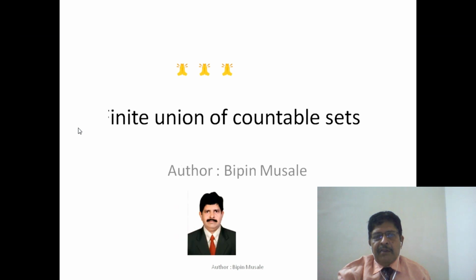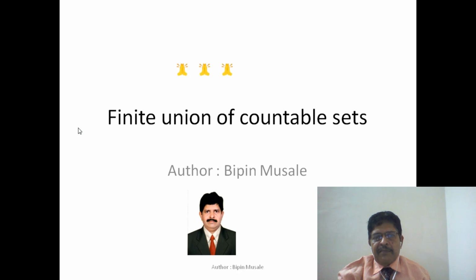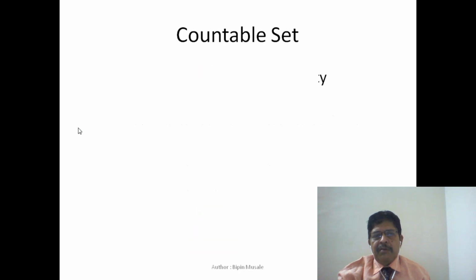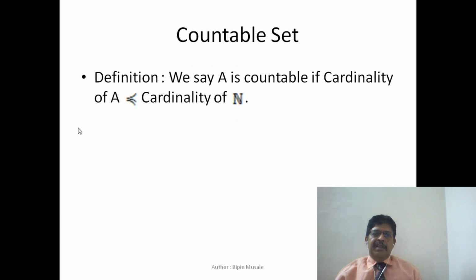So, hello, my name is Bipin Basale, and we are going to see a result on countable sets, a finite union of countable sets. So, what is a countable set? A countable set is defined as a set such that its cardinality is less than or equal to cardinality of n. Now, what is a cardinality is a very deep question. If we don't go into that, this simply means that there exists an injective function from set A into n.